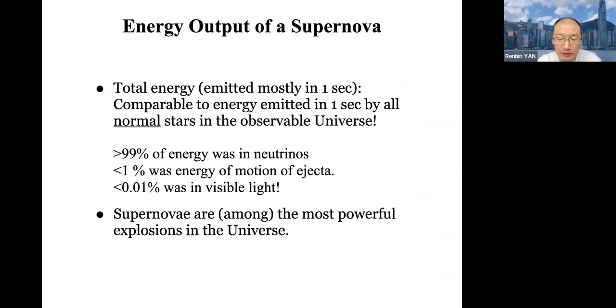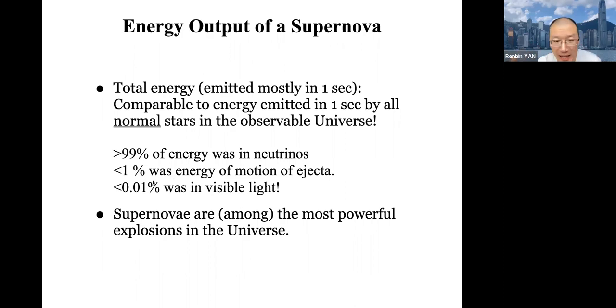And the energy output of a supernova is very high. The total energy that is emitted in 1 second is comparable to the total energy emitted per second by all normal stars in the observable universe. So it is really, really bright for a moment, for that 1 second. Most of that energy is not in the form of light. Most of that energy is in the form of neutrino flux. About 1% of the energy is in the motion of ejecta, so the envelope that is exploded carries about 1% of the energy.